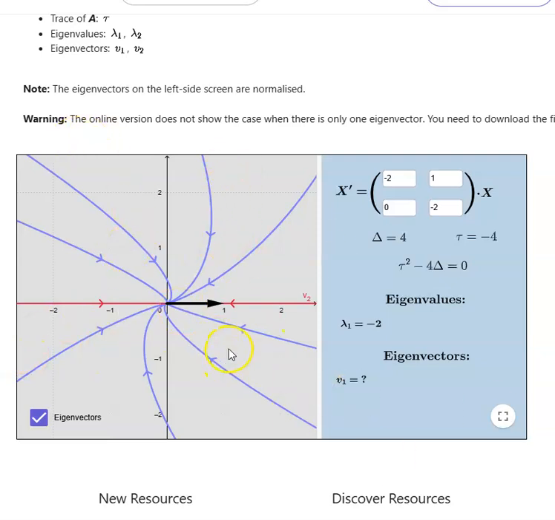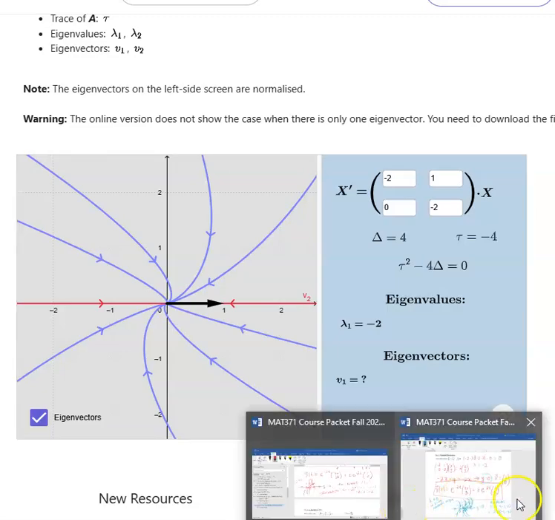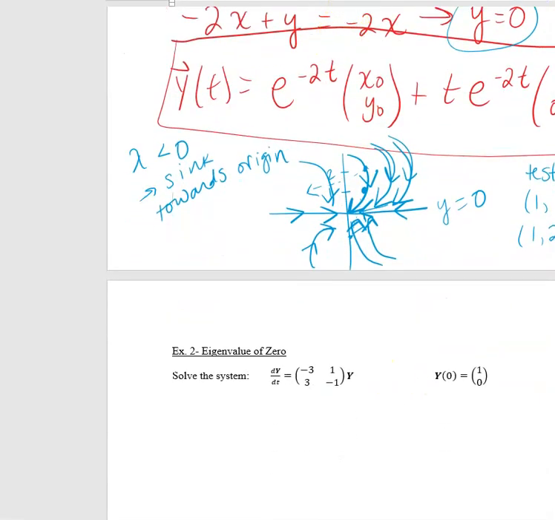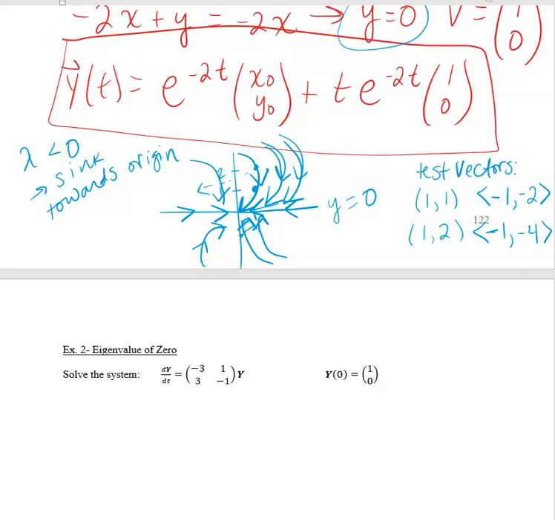And so if we would test out values, even if they're still going towards the origin, we might get a sink where they're moving in the opposite direction, where they're going in a counterclockwise direction. So we'll see some examples like that as well. But notice that we have a sink, and like I said, because of that negative eigenvalue, everything's moving towards the origin.